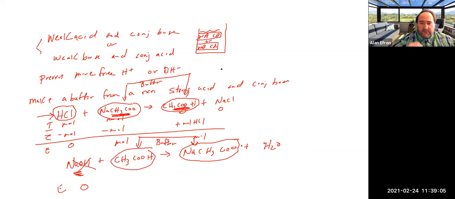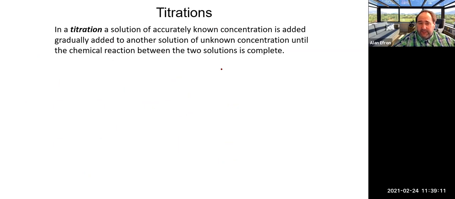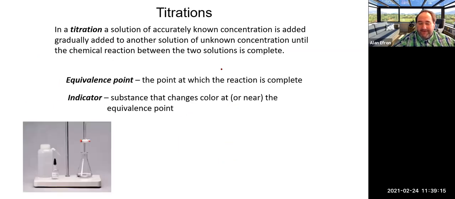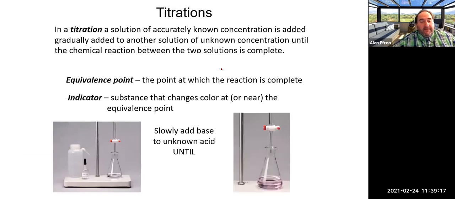Okay, so we're now going to talk about the next really big topic, which is titrations. Hopefully you have done titrations before or seen them, but in general, a titration is typically a process that we use a lot of times to figure out, for example, the concentration of an unknown substance using a known substance.